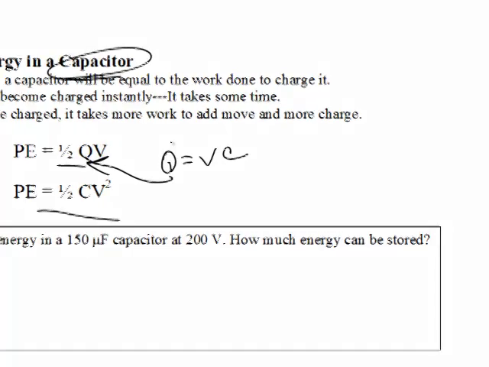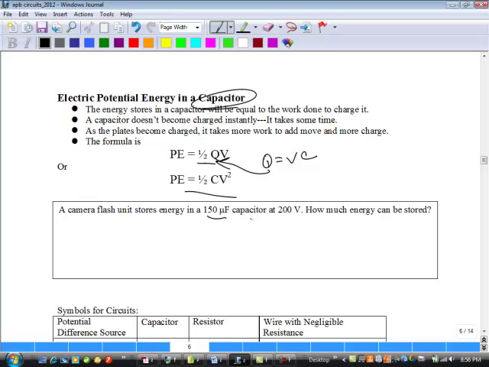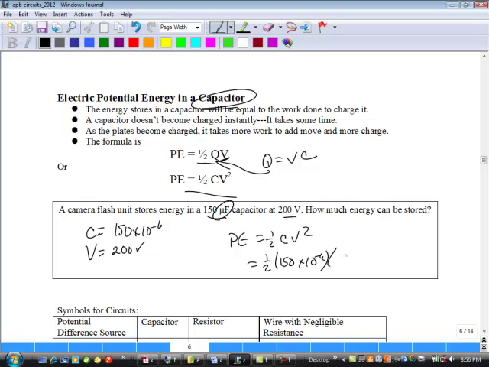On this problem, a computer flash unit stores 150 microfarads at 200 volts. How much energy can be stored? I'm given C. That's going to be 150 times 10 to the minus 6. The potential, 200 volts. That will allow me to use the potential energy equal to 1/2 CV squared. So 1/2 times 150 times 10 to the minus 6 times 200 squared. And so when I do the math, I get a value equal to 3 joules.